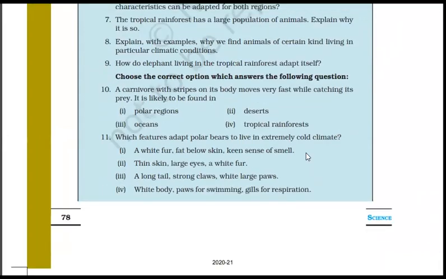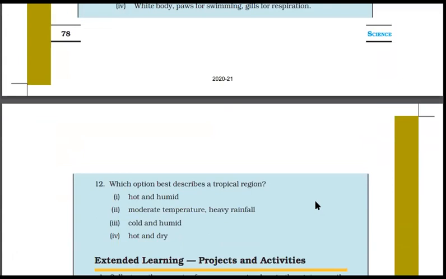Now, 11th one. Which feature adapts polar bear to live in extreme cold conditions? White fur, fat below skin, keen sense of smell, thick. Okay, it's very easy. Tell me. First, very good. Polar bears don't have gills. And they don't have long tail. They don't have thin skin. The answer is first one. Okay, everyone, the answer is first one.